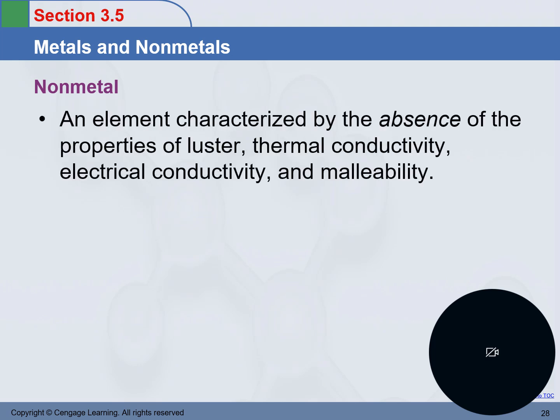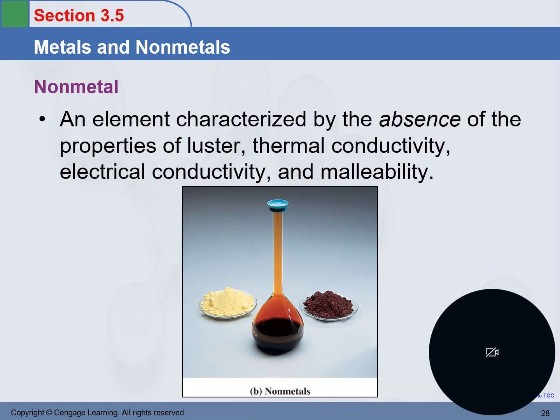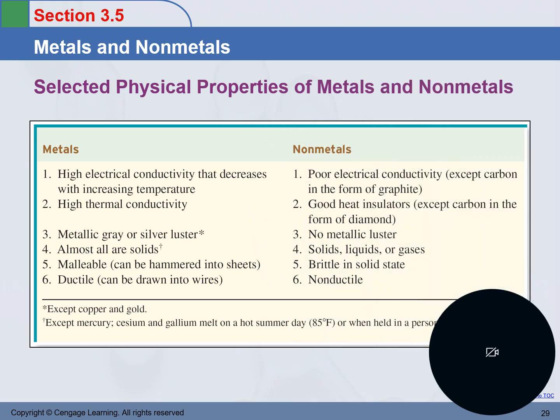When we were drawing our periodic table or highlighting it, we noted that staircase, and the elements directly to the right of that were nonmetals. These can be characterized by the absence of luster, thermal conductivity, electrical conductivity, and malleability. Here's some pictures of some nonmetals. Here's a nice chart noting some of the different physical properties of metals versus nonmetals. I encourage you to pause this video and just read through those real quick.